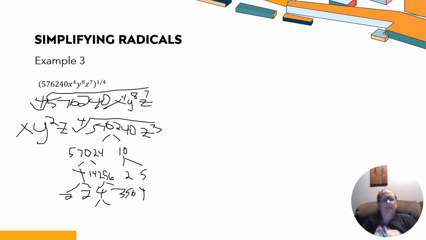So I can do, the 4 is 2 times 2. This is 4 times 891, which is no longer divisible by 4. 8 plus 9 plus 1 is 18, so that's divisible by 9. So this again is 2 times 2. 9 times 18.